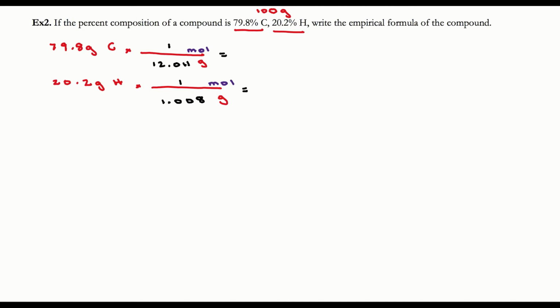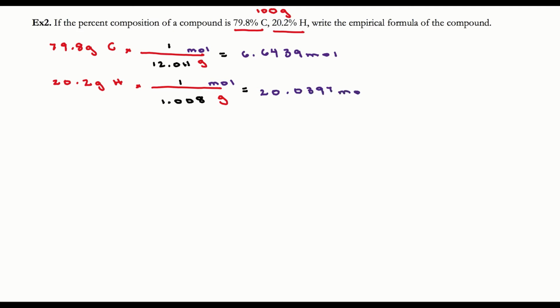Okay, so now I'm going to take each of these masses and divide by their molar masses. So 79.8 divided by 12.011, and I get, and I'm not going to round too much because that'll mess up what I try and do in the end. Okay, so I've got that many moles for carbon. Then 20.2 divided by 1.008, I get 20.0397, let's say, moles.